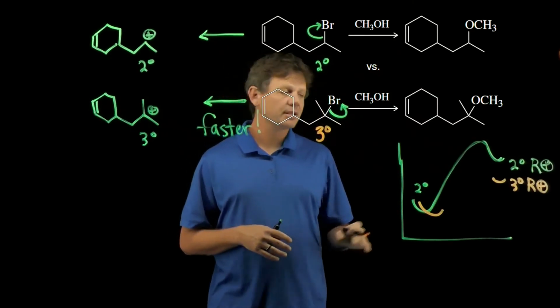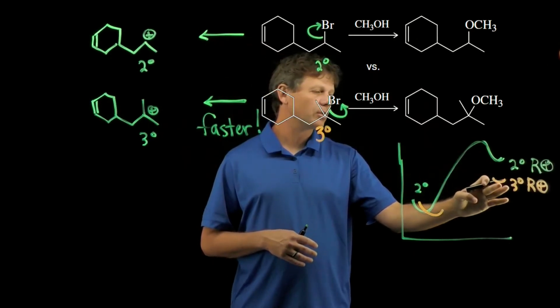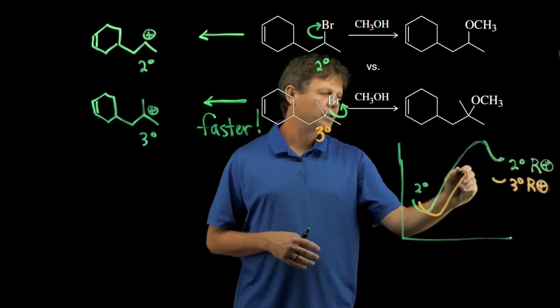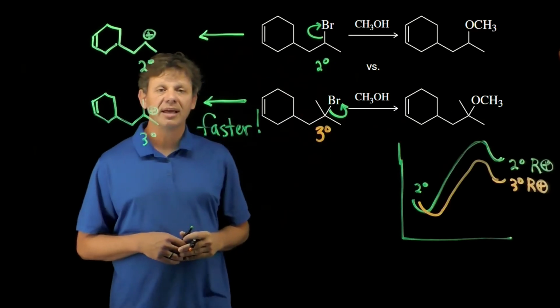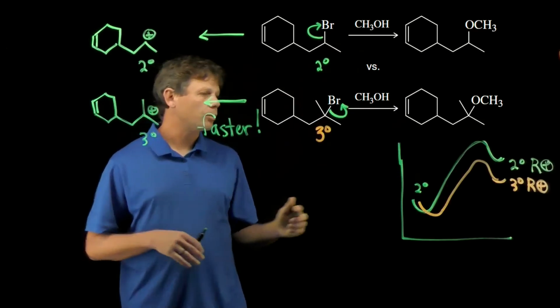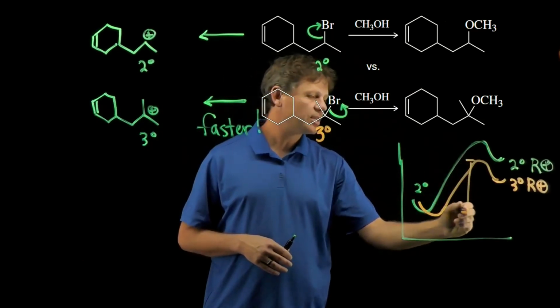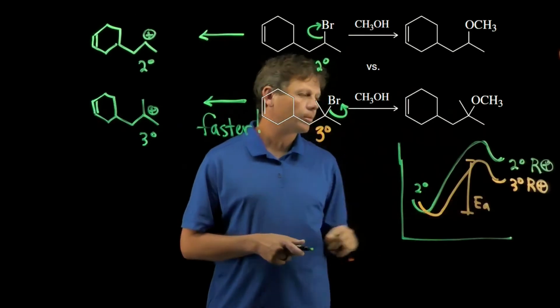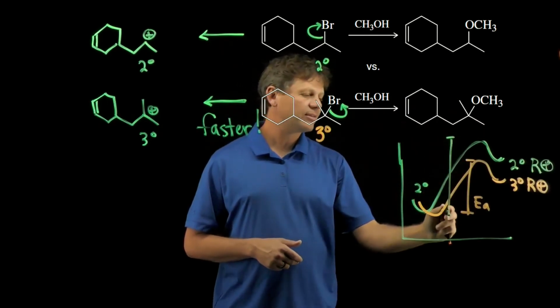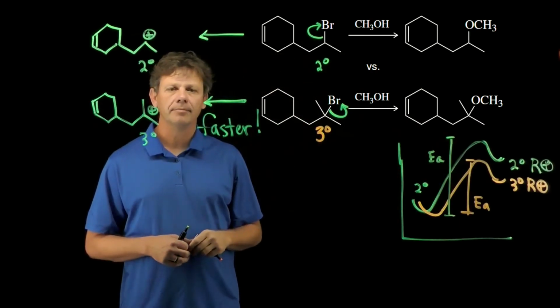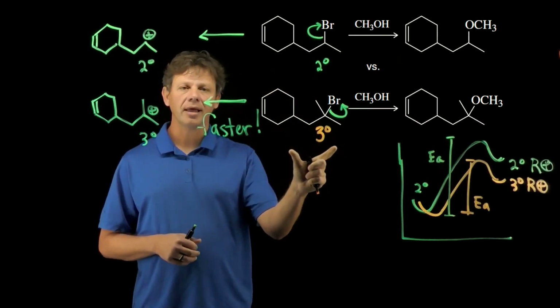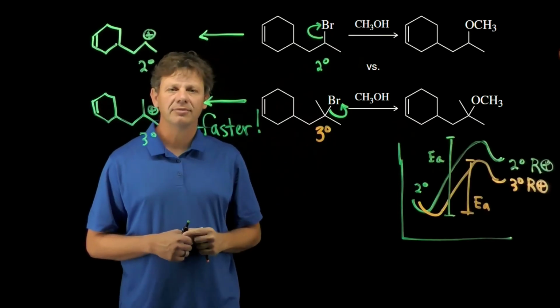The Hammond postulate tells us that the transition state is going to look like the product, and so this reaction will not reach as high a level as the reaction of the secondary did. As a result, we see that the activation energy for forming a tertiary carbocation is going to be less than the activation energy for forming a secondary carbocation. The tertiary alkyl halide reacts faster in the SN1 reaction.